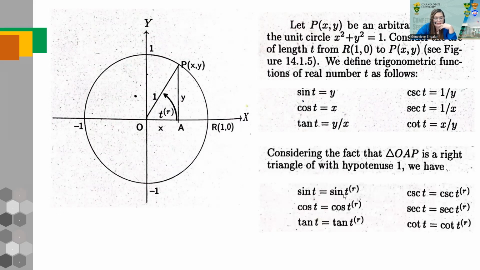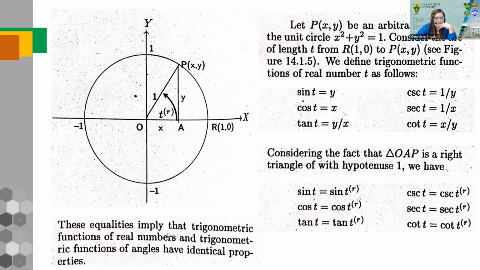Considering the fact that the triangle OAP is a right triangle with hypotenuse 1, we have sine t equal to this, since the radius is always 1. So these equalities imply that trigonometric functions of real numbers and trigonometric functions of angles have identical properties.